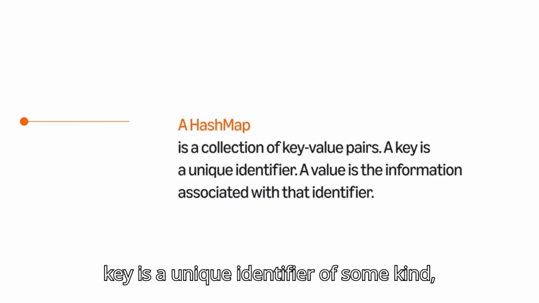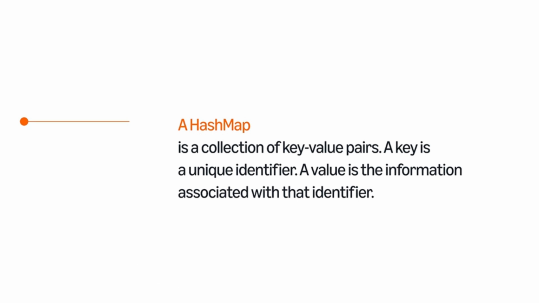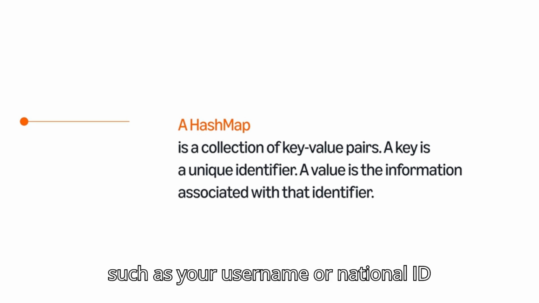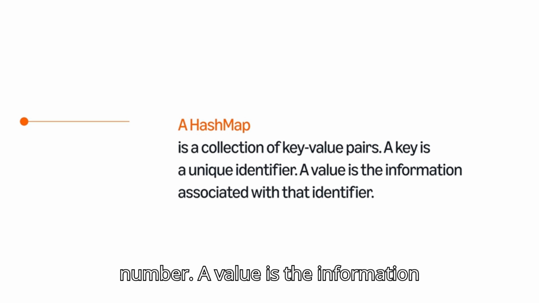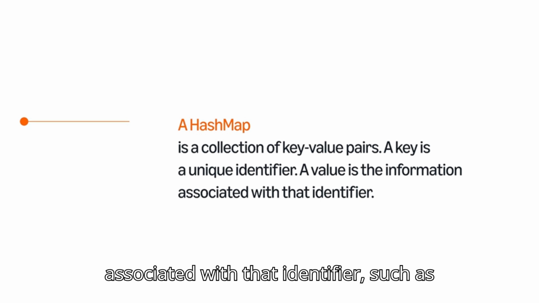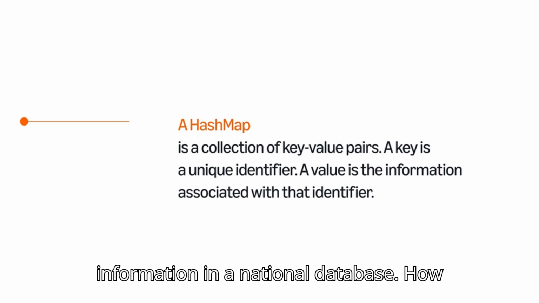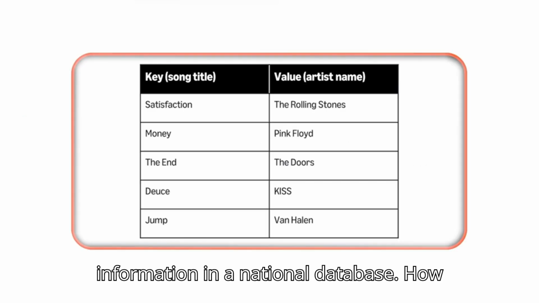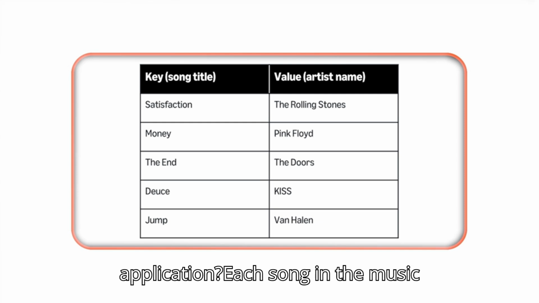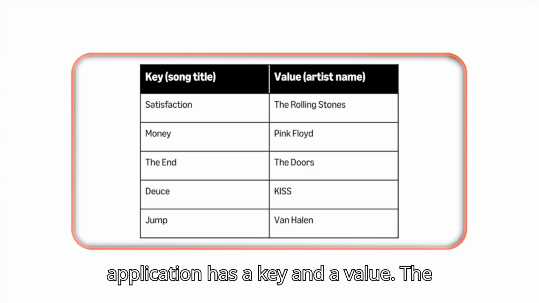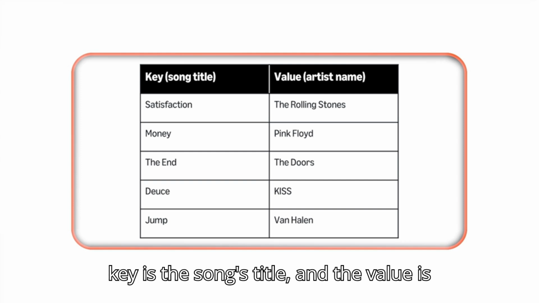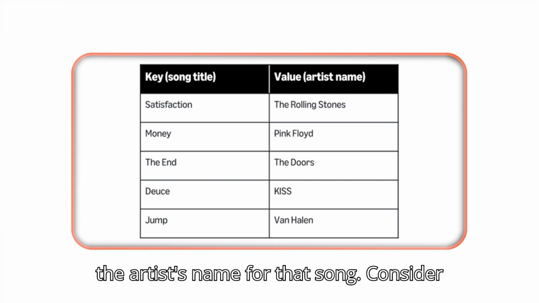A key is a unique identifier of some kind, such as your username or national ID number. A value is the information associated with that identifier, such as your social media profile or personal information in a national database. How can a hash map be used in your music application? Each song in the music application has a key and a value. The key is the song's title, and the value is the artist's name for that song.